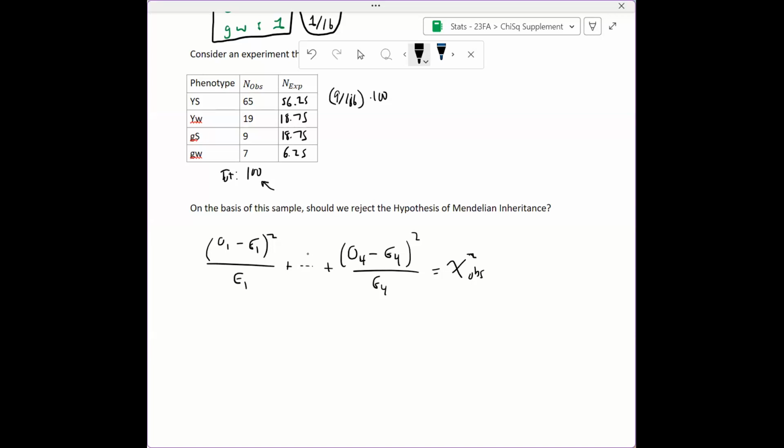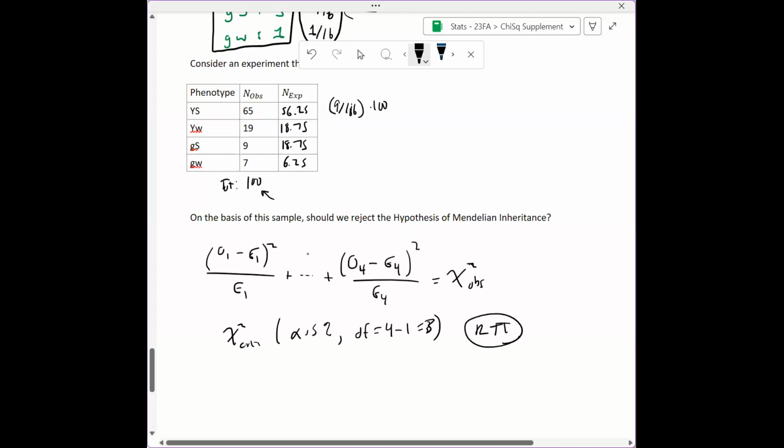And this gives me chi-squared observed. And then I calculate chi-squared critical. Alpha equals 5%. Degrees of freedom are 4 minus 1 or 3. And remember, this is a right-tailed test, right? Larger deviations between the observed data and the expected data should generate a rejection. So large values of chi-squared observed should generate a rejection. So this is a right-tailed test.